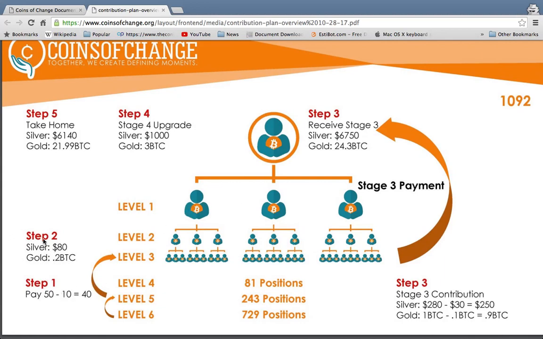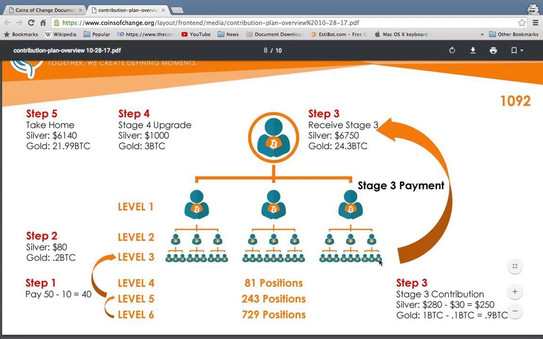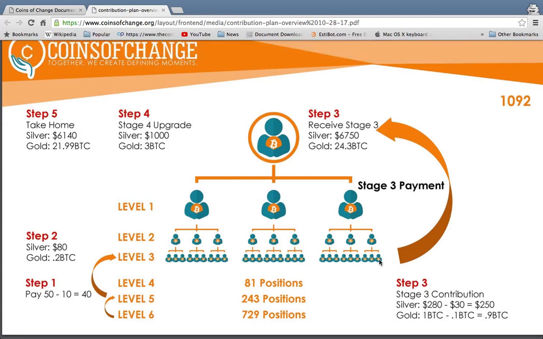So now you move up to, let's talk about step 2. So they're upgrading to stage 2, level 5. They're upgrading to stage 2. Boom. So they're here, right? All 27 of these people are now upgrading to stage 3. So when they make their stage 3 payment, all of those payments come to you.